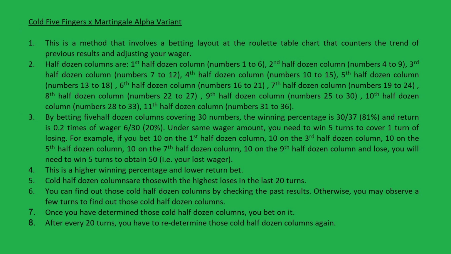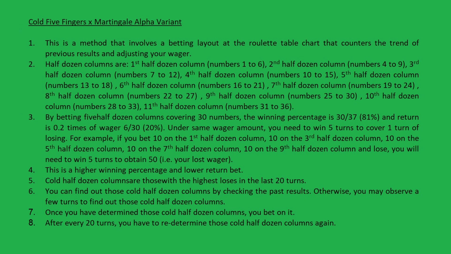2. Half dozen columns are: first half dozen column, numbers 1 to 6, second half dozen column, numbers 4 to 9, third half dozen column, numbers 7 to 12, fourth half dozen column, numbers 10 to 15, fifth half dozen column, numbers 13 to 18, sixth half dozen column, numbers 16 to 21. Seventh half dozen column, numbers 19 to 24, eighth half dozen column, numbers 22 to 27, ninth half dozen column, numbers 25 to 30, 10th half dozen column, numbers 28 to 33, 11th half dozen column, numbers 31 to 36.